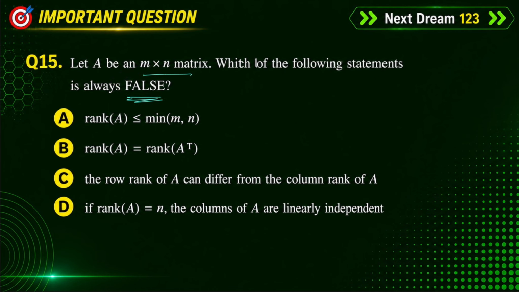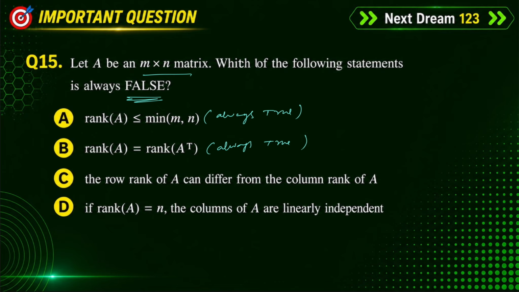It is an n by n matrix. Rank of A is less than or equal to minimum of m comma n. This is always true, this is the standard result for rank. Rank of A is equal to rank of A transpose. This is also always true.